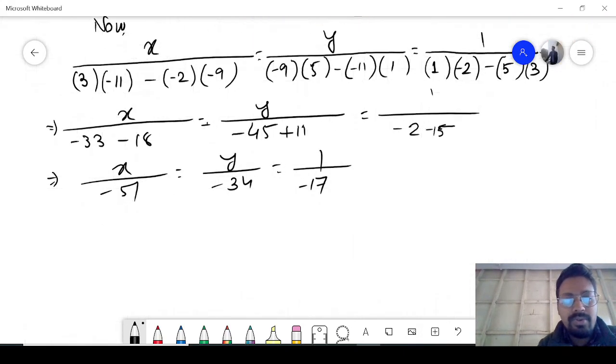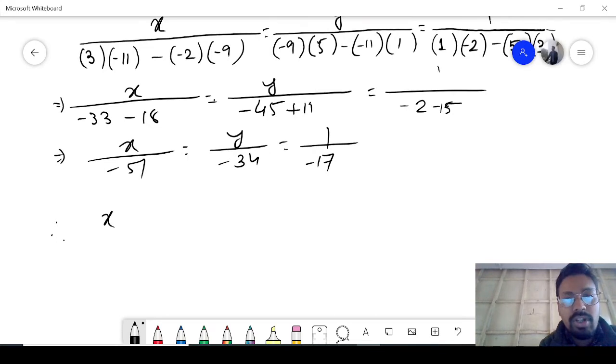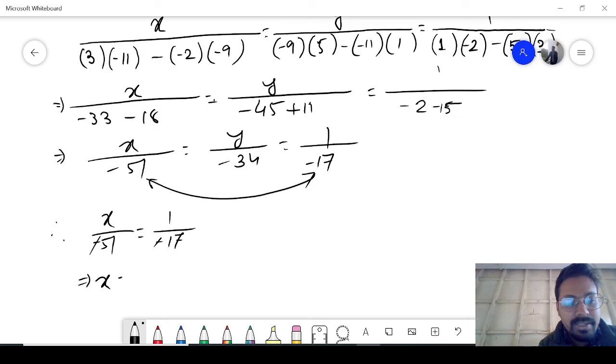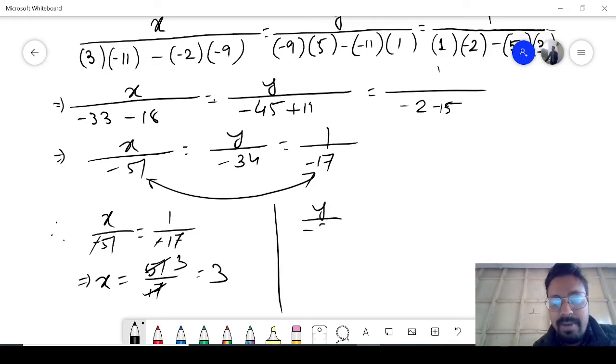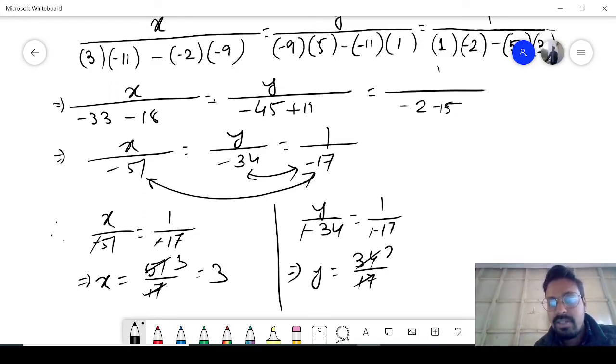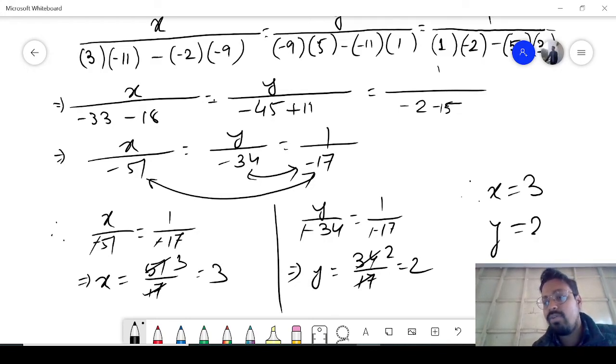So now, since all these are equal, we can write x by minus 51 is equal to 1 by minus 17. Of course these two will be equal, right? So minus minus will cancel and x will be equal to 51 by 17, which is 3. So the value of x comes out to be 3. Also we are going to have y by minus 34 equal to 1 by minus 17, because these two are also equal, right? So again minus will cancel out and y will be equal to 34 by 17, which is 2. So therefore we find that the value of x is 3 and the value of y is 2.